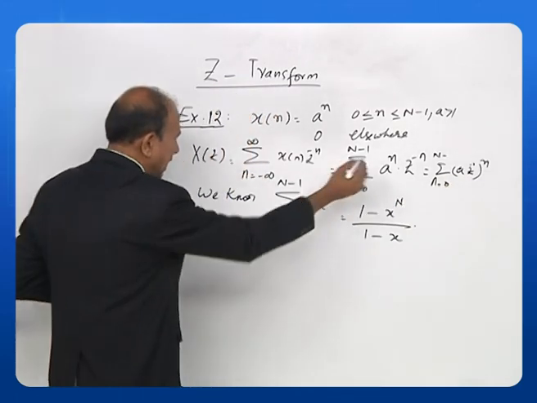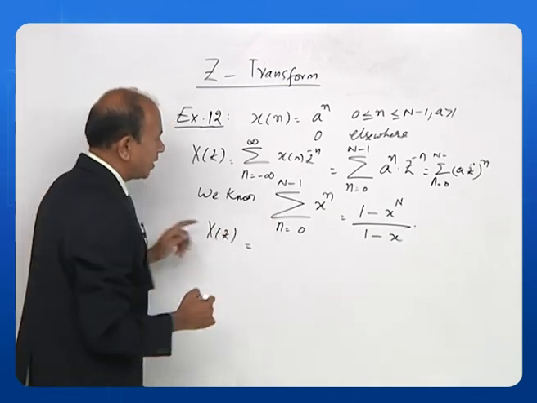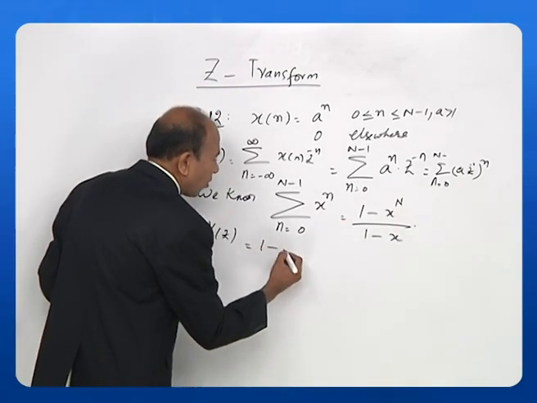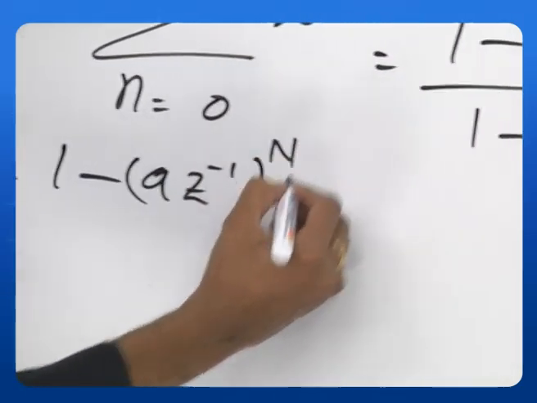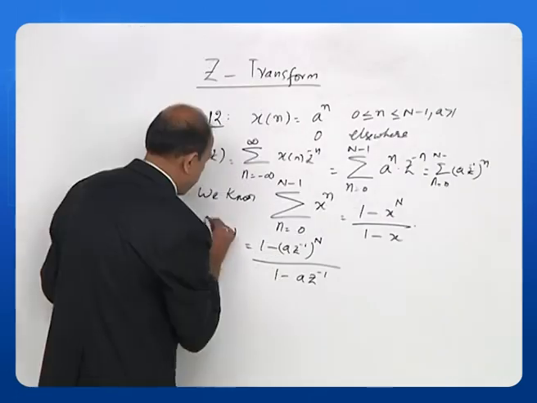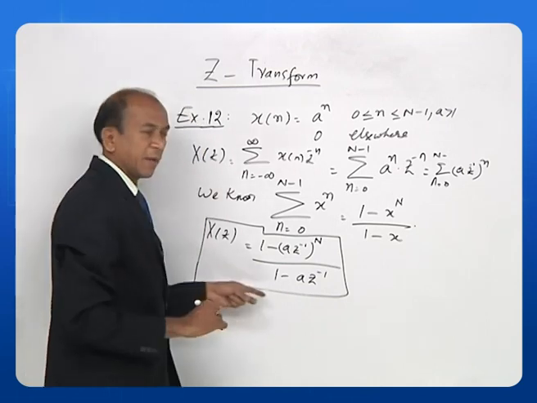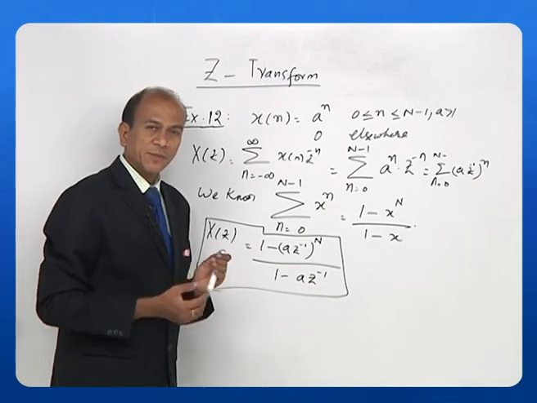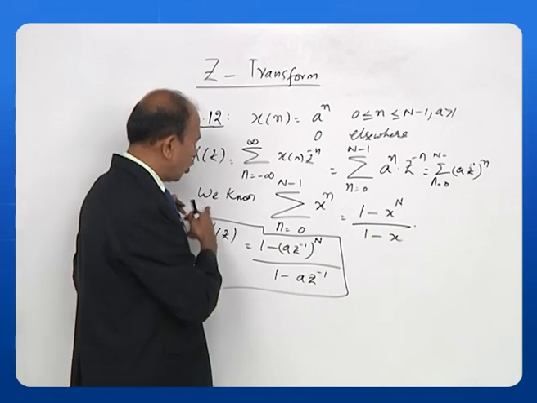Using this I can write X of z here as, okay, what can I write here, X of z? This is my x, so I will use this formula. That will be equal to 1 minus (a z to the power of minus 1) whole to the power of N, divided by 1 minus a z to the power of minus 1. So, this is the answer for such type of questions. Here the significance of this question is we should know this formula.